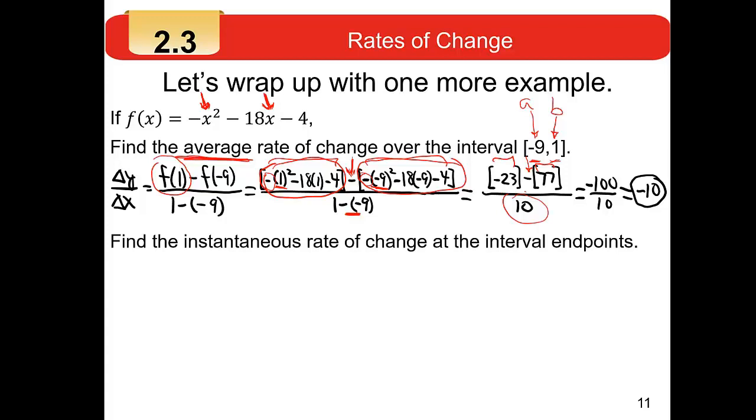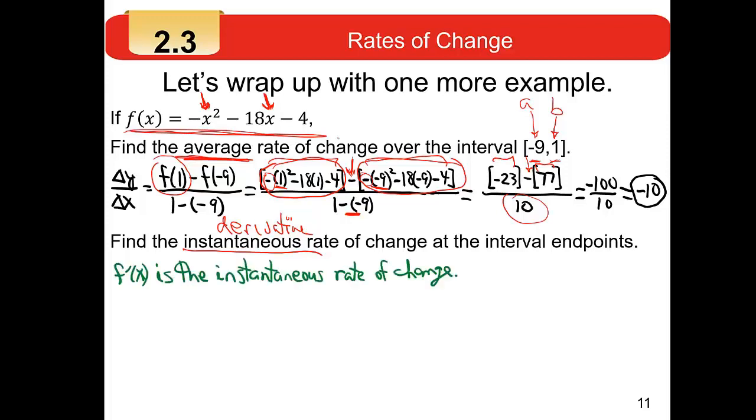Now let's find the instantaneous rate of change at each of the interval endpoints. Well, anytime you say instantaneous, you know you're going to be doing a derivative. That's calculus. Sounds scary, but it's actually easier. All you have to do is take the derivative of this function. We've learned the rules. It's just a polynomial, so you can do it term by term. The derivative is the instantaneous rate of change. The derivative of minus x squared using the power rule is minus 2x, and the derivative of minus 18x is minus 18, and the derivative of a constant is 0. So the derivative is just f prime of x equals negative 2x minus 18.